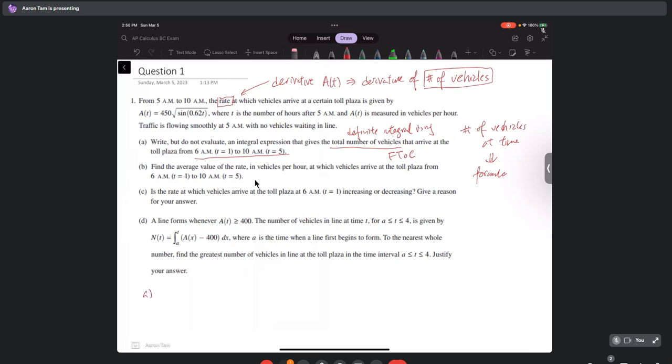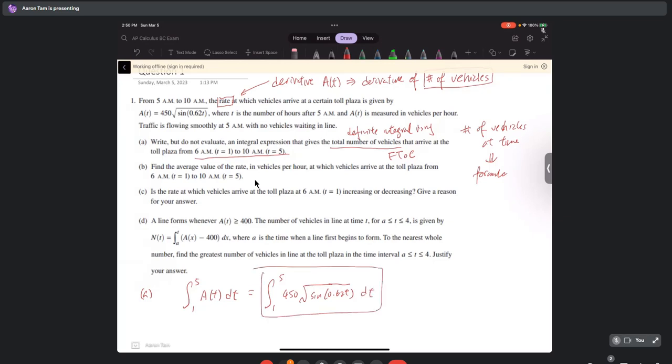So let's see A. The problem will tell you t from 1 to 5. So that's basically what the answer is. The answer is the integral from 1 to 5 of A of t dt. Do not forget the dt because that's part of the integration process. And so I'm just going to write 1 to 5, 450 radical sine 0.62, oh, I forgot the t, 0.62t dt. So that's my answer for part A.